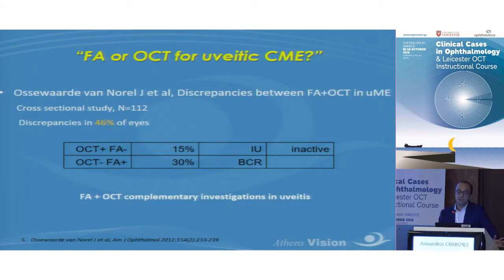Now, in a further study, another cross-sectional study, again comparing fluorescein to OCT, the discrepancies were found in 46% of eyes. About 40% of eyes have discrepancies between the OCT and fluorescein in terms of uveitic macular edema. And again, 15% of them were positive in the OCT, thick OCT without leakage on fluorescein. And these patients were mostly intermediate uveitis patients and were inactive patients. And this is a group of patients which is very interesting. They actually have structural damage. They have thick OCTs, but they don't have leakage in fluorescein.